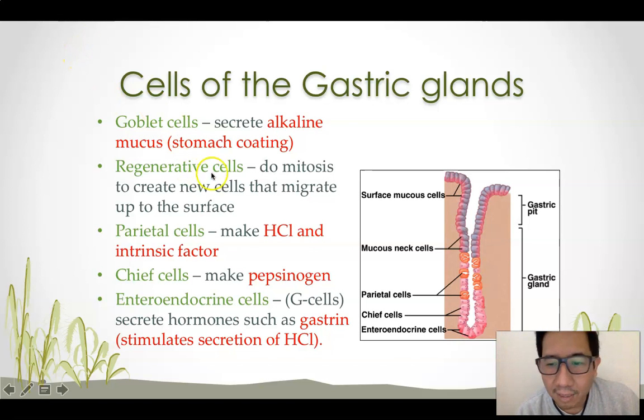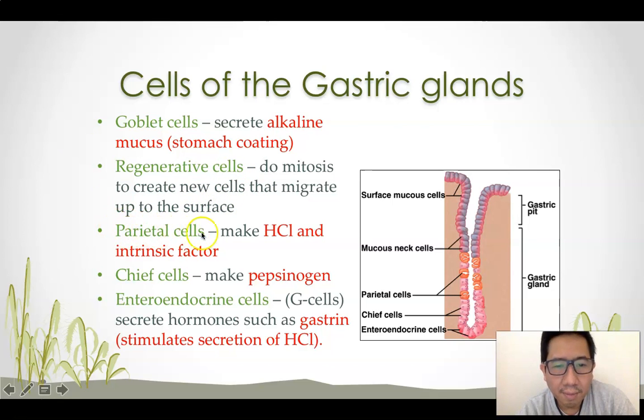The regenerative cells, this is very important because since it's so low in terms of pH, very high in acidity, it starts killing cells very quickly. Cells don't last that long because you live in a highly acidic environment. You get killed off very easily. So therefore, you have this cell to keep replenishing your stomach cells all the time, making these new cells to keep your stomach healthy.